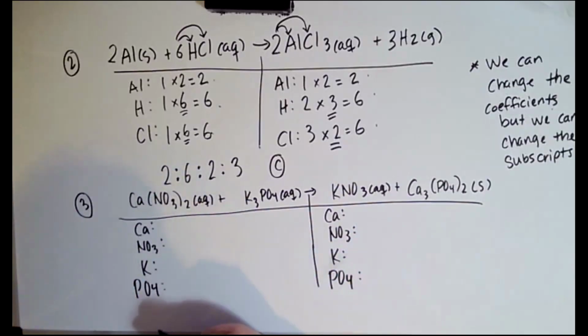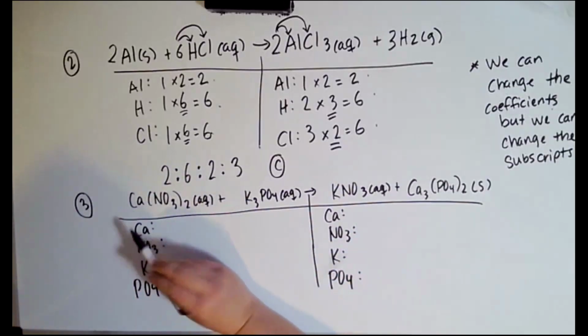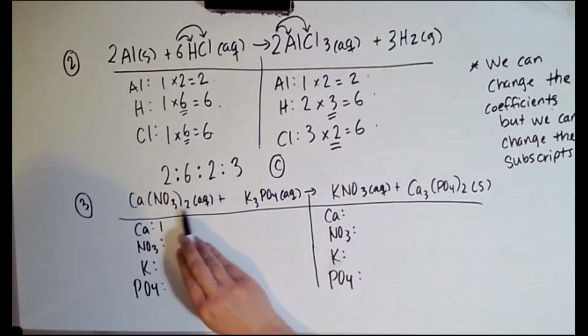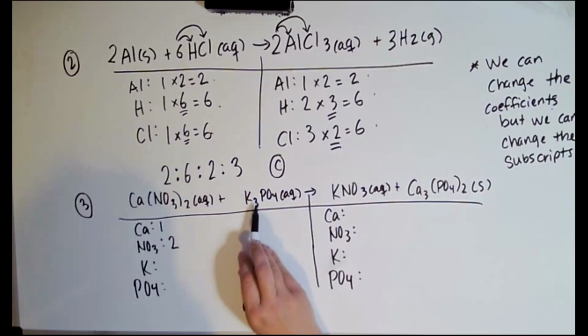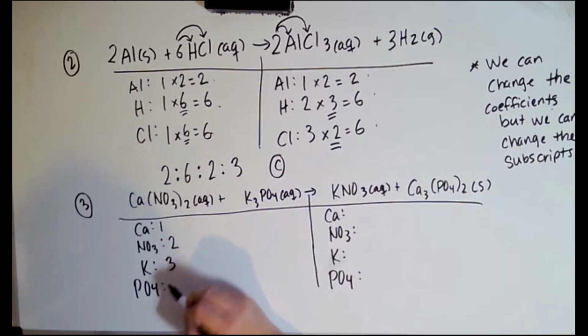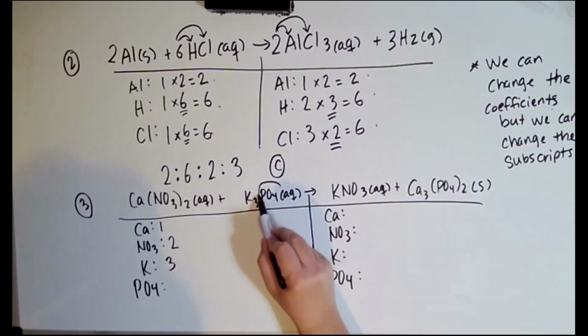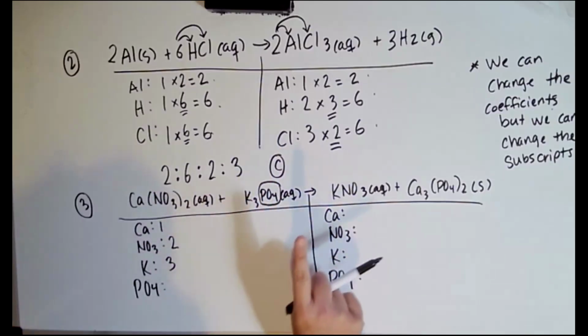All right, and I'm going to do my count. So I've got 1 calcium, I've got 2 nitrates, so I can just write a 2 there and it's going to count for the whole nitrate. I've got 3 potassiums, and I've got 1 phosphate ion. And this is my phosphate ion. I only have 1 of them.